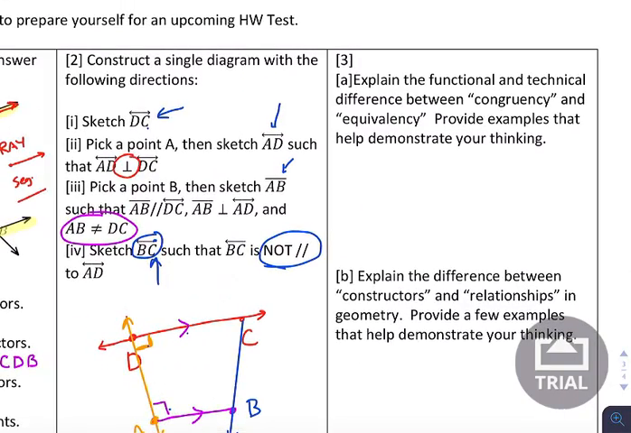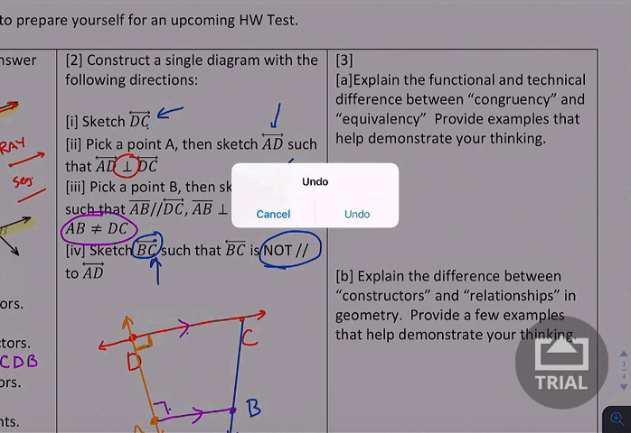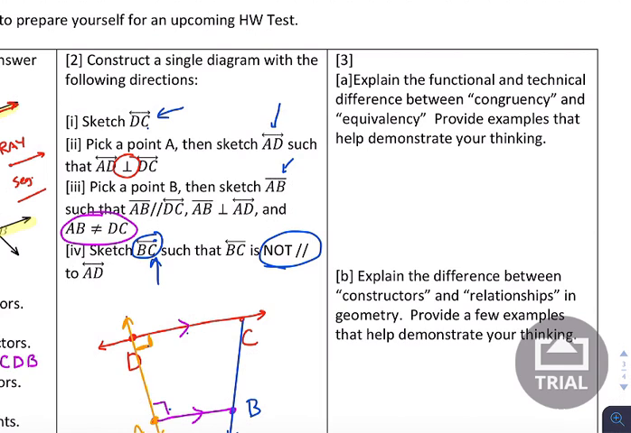Okay, so number 3, explain the functional and technical difference between congruency and equivalency. Provide examples to help demonstrate your thinking. So this is something we've been talking about since really early on in the course. There's always such a thing as a functional and technical difference. When you have a technical difference, you're talking about an exactness. There's an exact difference between things that we don't always observe every day. The reason we don't observe it every day is just because it's unnecessary to convey an idea. But if there's a technical difference, that's what it means.